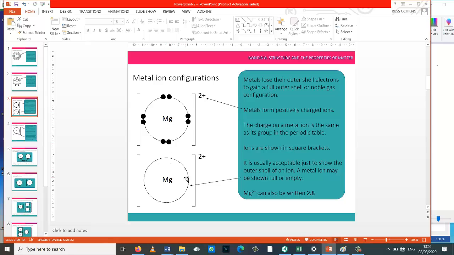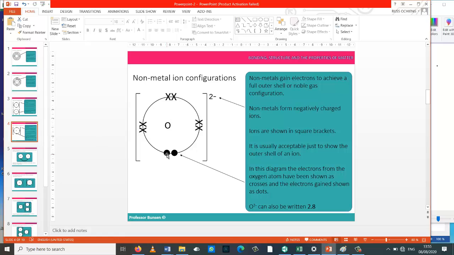Now, magnesium ion can also be written like this, meaning the 2 electrons are already lost. It means that the last energy level that the 2 electrons occupied is now empty. It does not contain any electron. Therefore, the magnesium ion electron configuration will be 2.8. The 2 electrons that were there initially in the valence shell have already been lost.